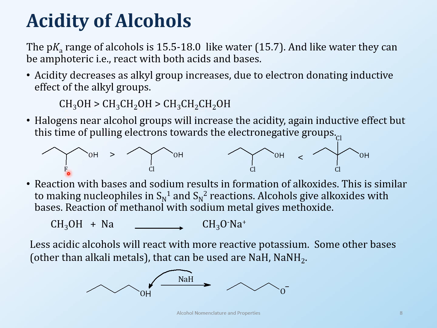However, if you put a halogen, especially a halogen as electronegative as fluorine, now fluorine is going to pull electrons towards itself, and when it does that, the OH bond is weakened, and when that OH bond is weakened, then that proton can leave. So here you have fluorine, here we have chlorine. Fluorine is more electronegative, causing this alcohol to be more acidic in its properties.